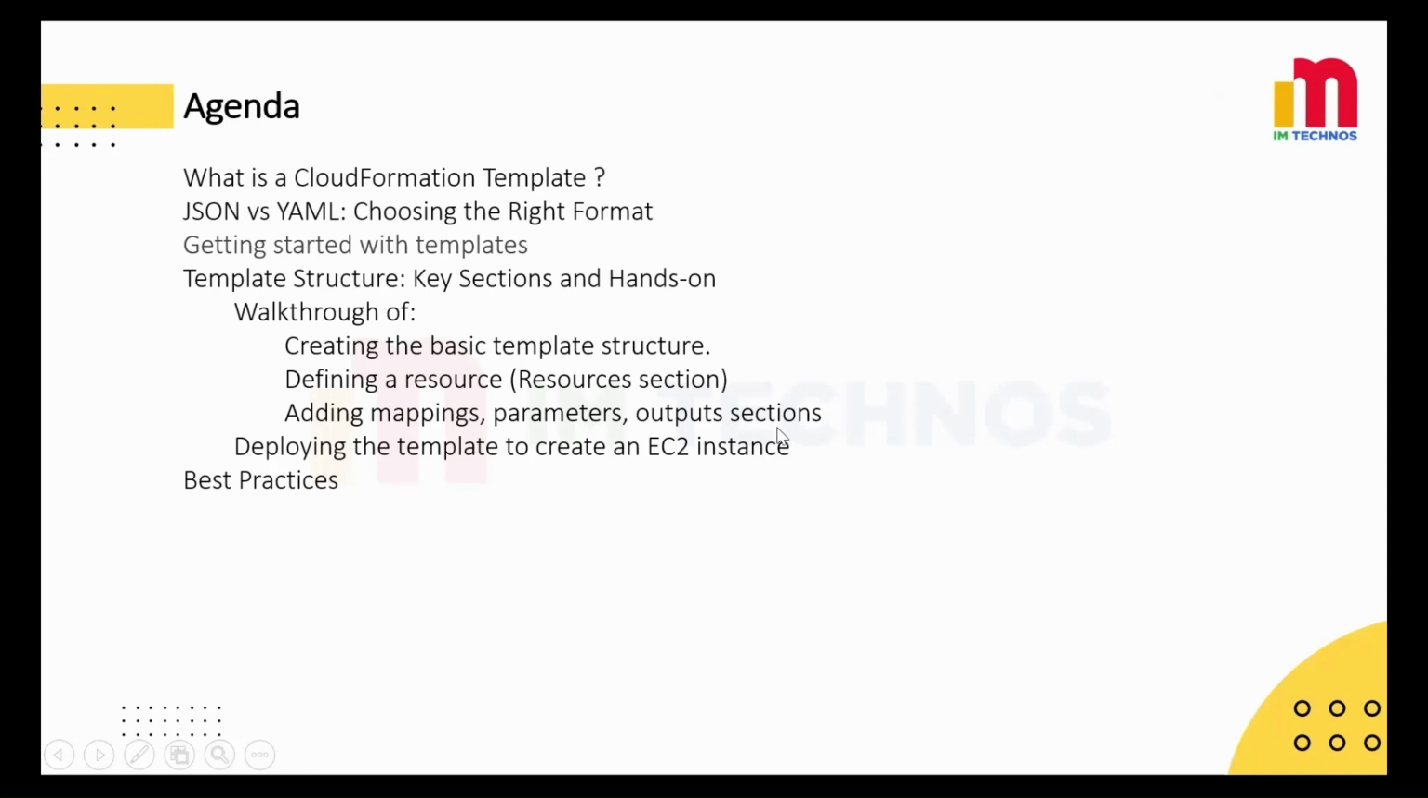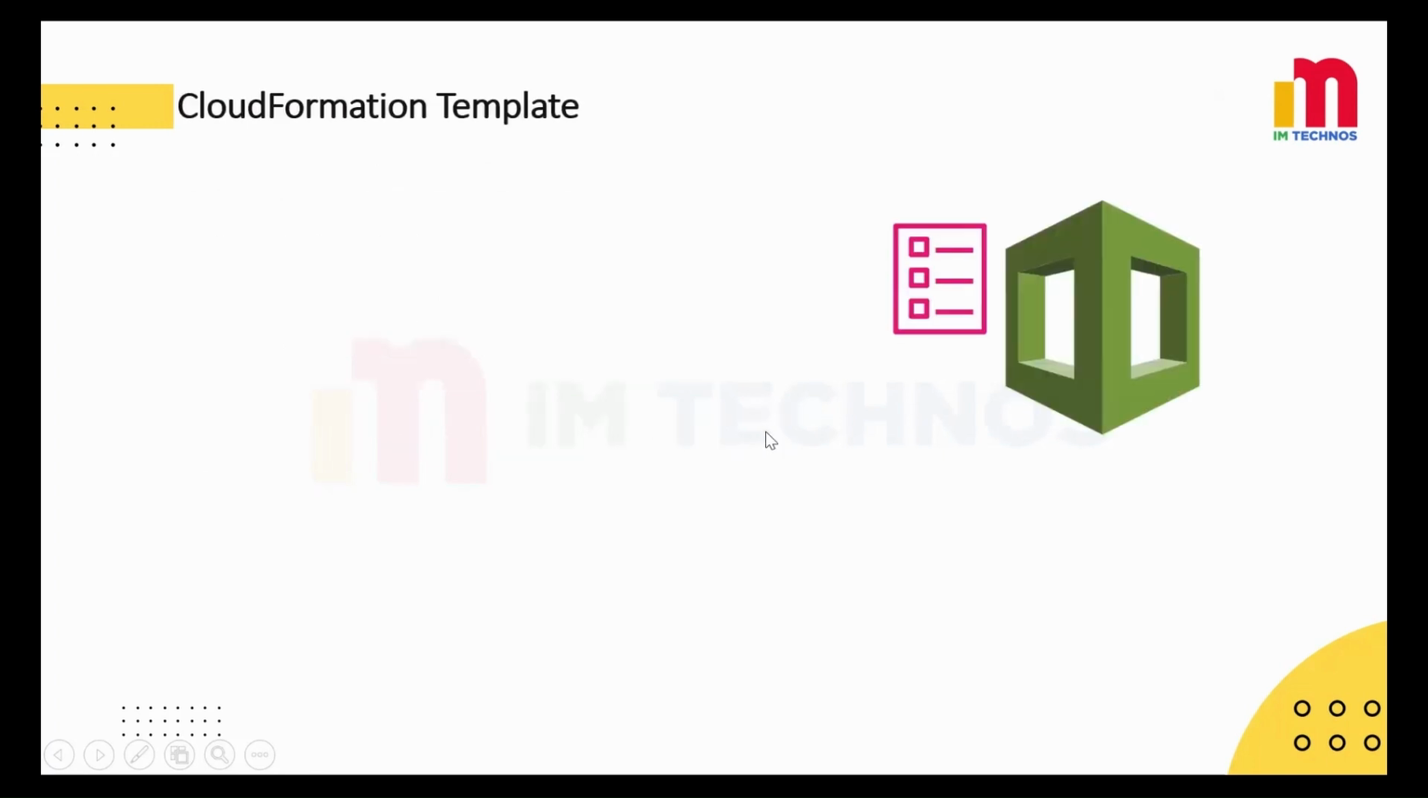So let's get started. Here is a quick overview of what CloudFormation templates are. CloudFormation templates are declarative, meaning you describe what resources you need rather than how to create them. Think of it as a blueprint for infrastructure. Just like an architect uses blueprints to design buildings, a CloudFormation template lets you design your entire infrastructure in code, specifying everything from networking to compute resources.